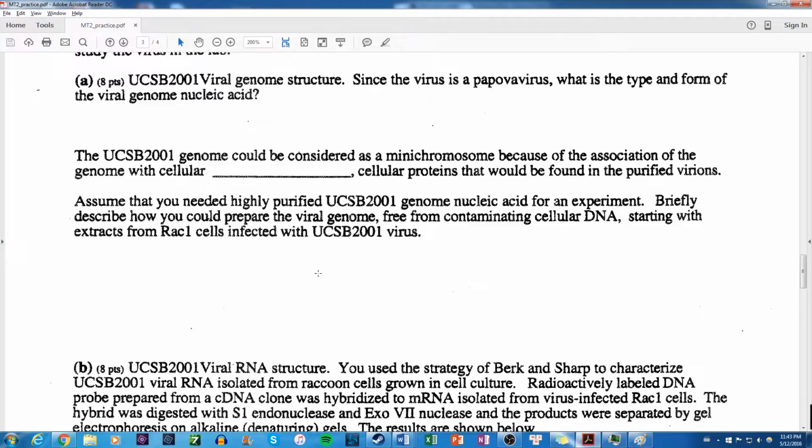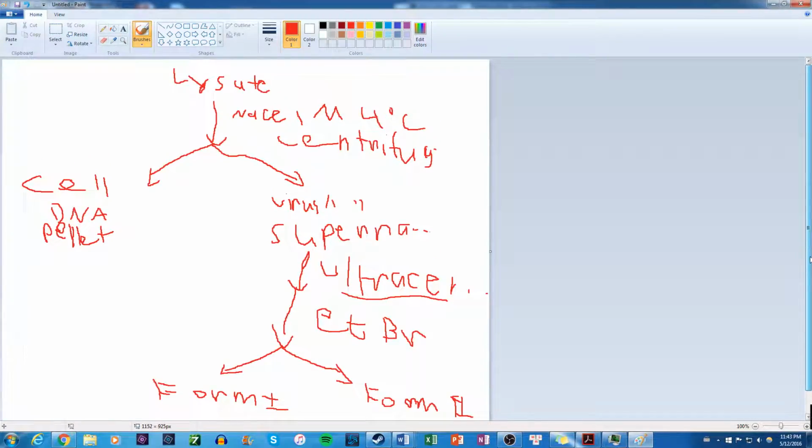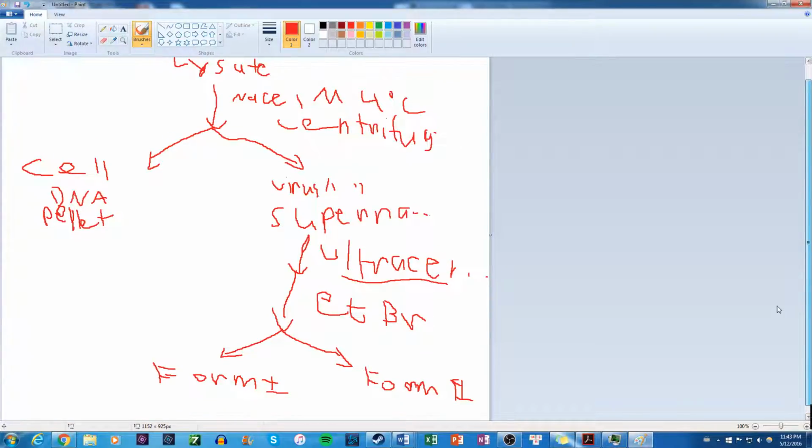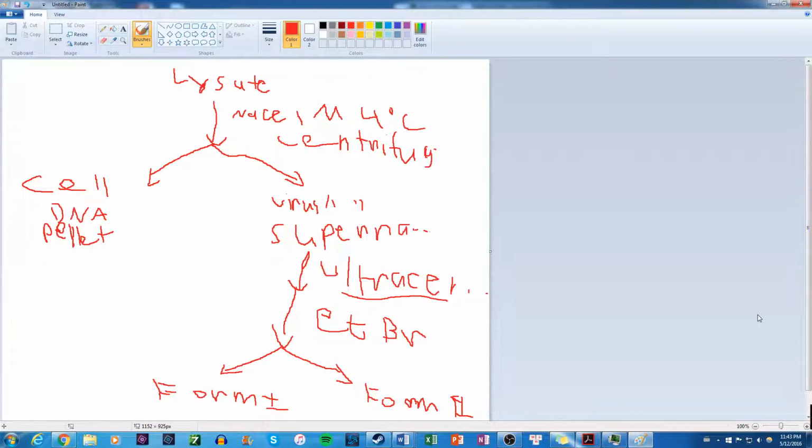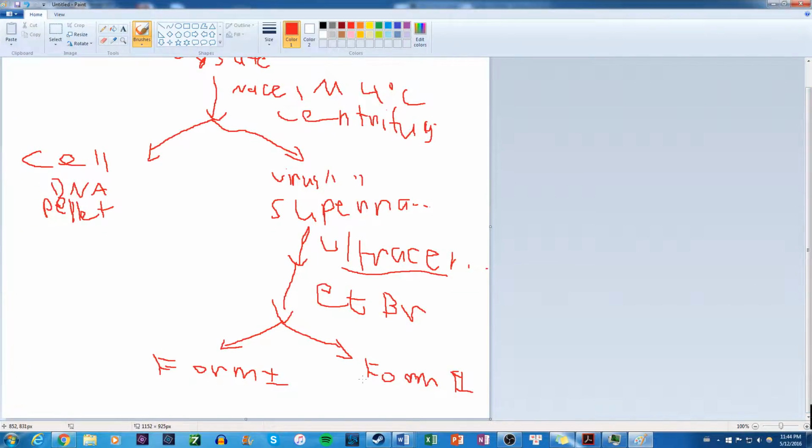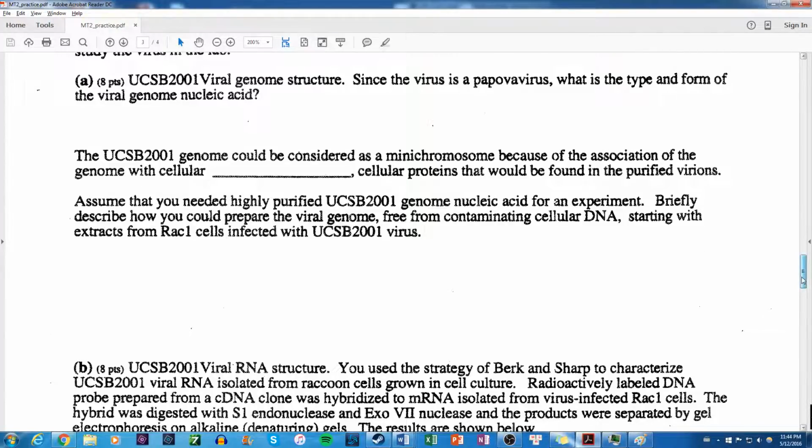So, going back to question 4, you need a highly purified UCSB 2001 genome nucleic acid, free from contaminating cellular DNA. How do you do this? Take the cells with the virus, lyse them, and then put that lysate through sodium chloride, 1 molar, 4 degrees, and centrifuge it. Then take the supernatant, centrifuge that in ethidium bromide, and now you have pure DNA. Okay.